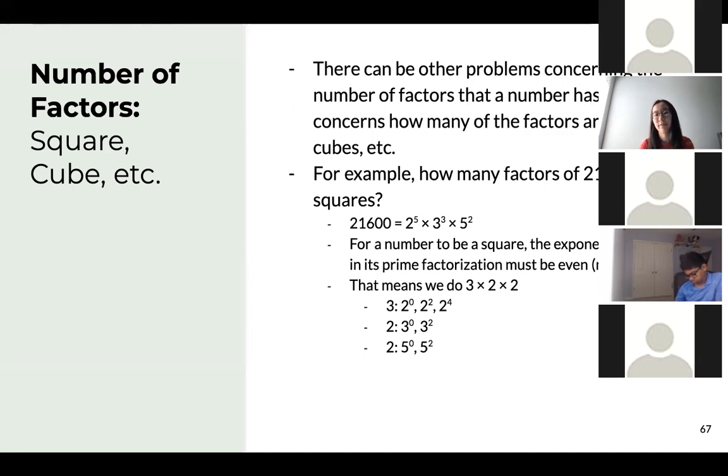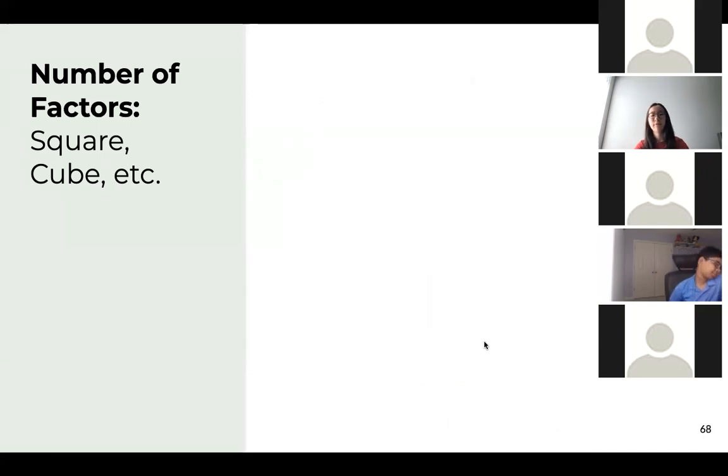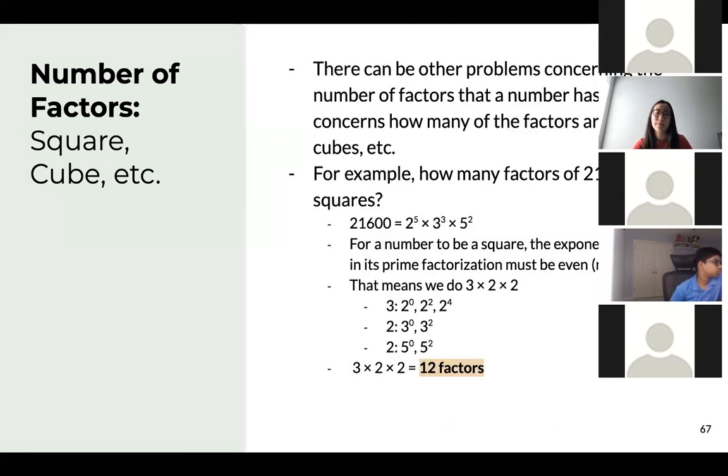prime factorization of 21,600. And so the number of combinations from only those even exponents is 3 times 2 times 2. So then that tells us that there are 12 factors here that are perfect squares.